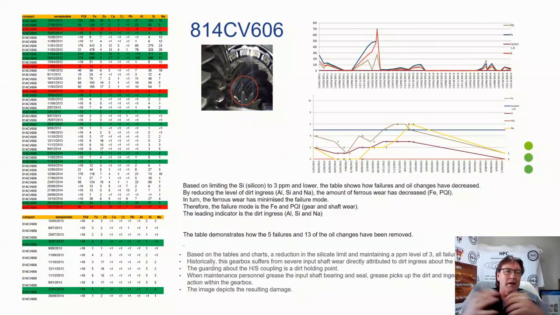Now, some might say that they're unrealistic goals and measures, but you need to be able to set a benchmark on where you can sit to be able to maintain to get asset life. And the data was showing clearly that if we could maintain it with a ppm for silicon of 3 ppm or lower, we were reducing all of the additional maintenance tasks associated with that gearbox. So we eliminated 5 gearbox failures and the 13 oil changes had been removed.